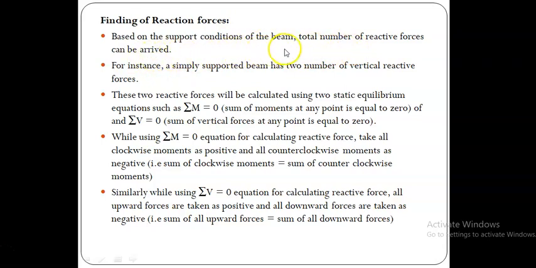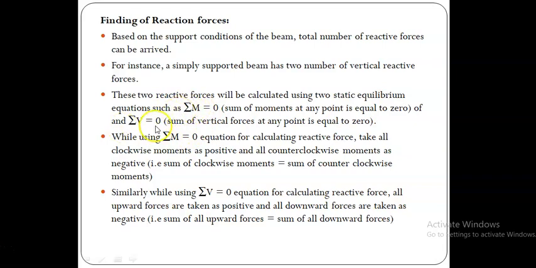In case of a simply supported beam, it has only two reactive forces. One is the upward reaction at support A, another one is the upward reaction at support B. These two reactive forces will be calculated using two static equilibrium equations, such as sigma M equal to 0 and sigma V equal to 0. So these two are nothing but the static equilibrium equations.